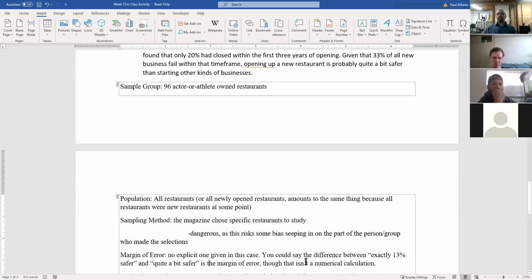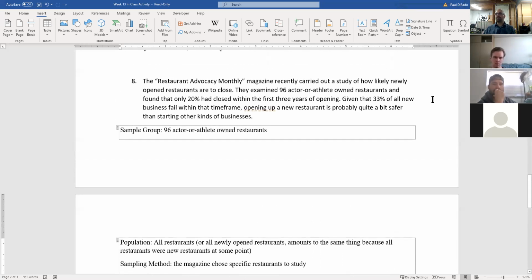Talk about the margin of error in this case. There kind of isn't an explicit one. Nothing's really given. You could maybe say that there is. The margin of error is the difference between the exact prediction and any wiggle room you give yourself. So you could say maybe that the difference between exactly 13% safer, which is actually what the math says, right?